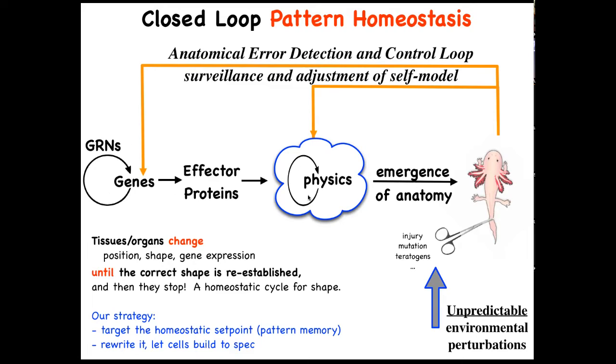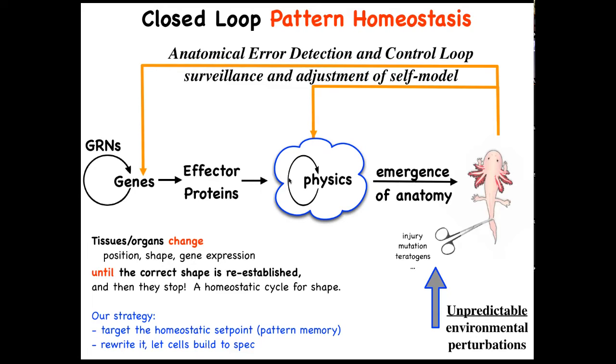If we could leave all this in place and simply reset the set point the way you do on your thermostat, you don't rewire the system. You just change what the system thinks of as the correct set point. That would be of high advantage. And so this is what we've been doing for some time now, testing that hypothesis. Can we find, decode, and rewrite the set point of this homeostatic system?